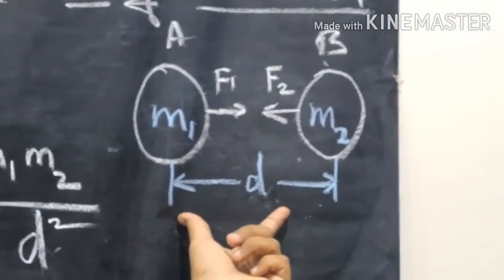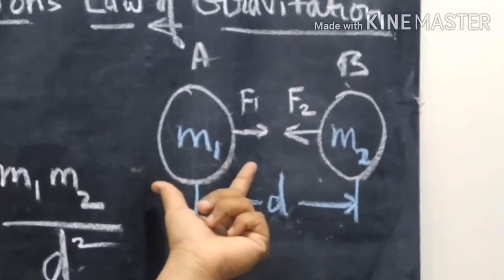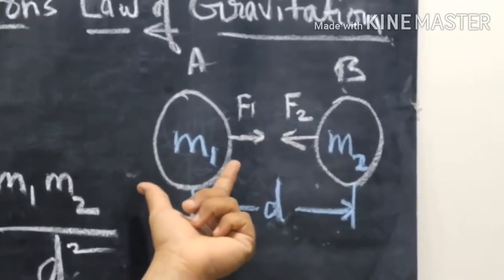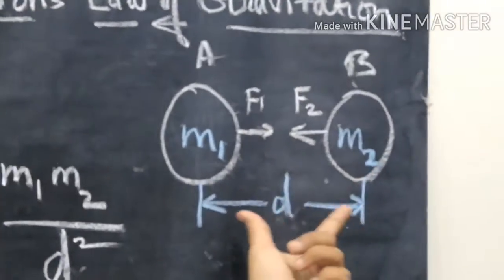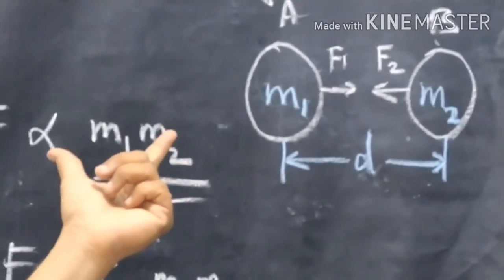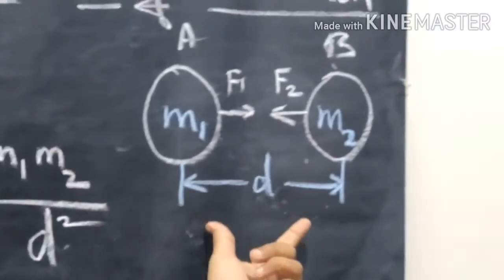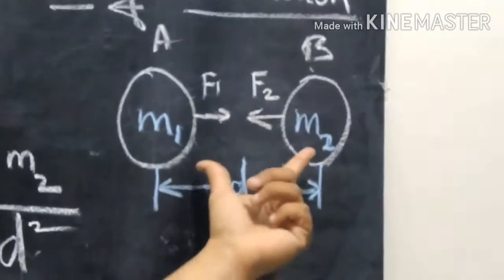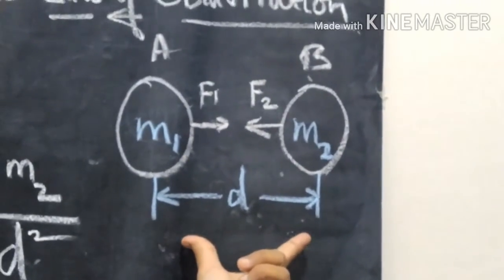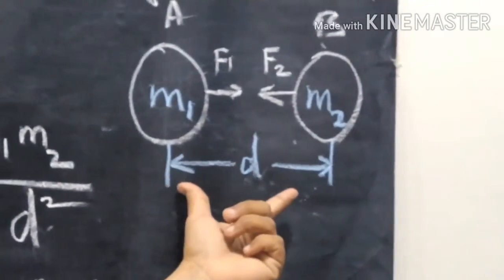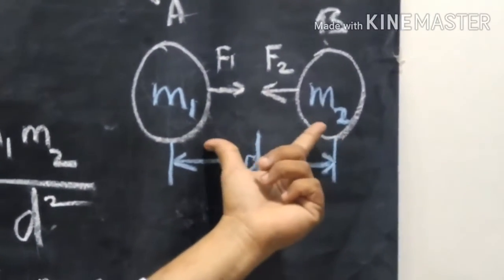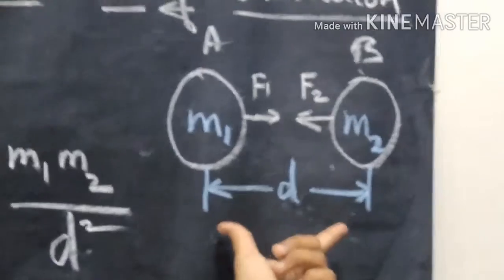Understood? If I increase the mass of A and double the mass of B, the force will also increase. But if I increase the distance between these two, the force will decrease, by a factor of 4 when the distance is doubled.